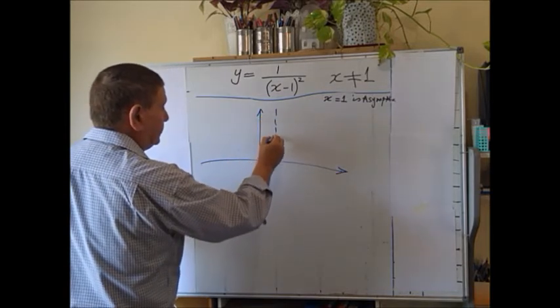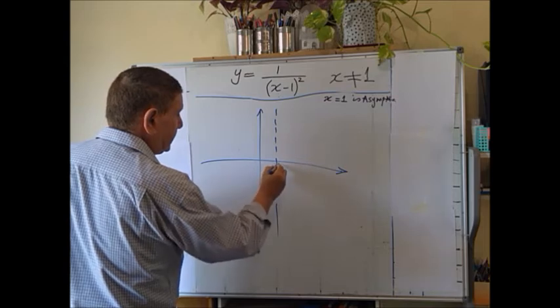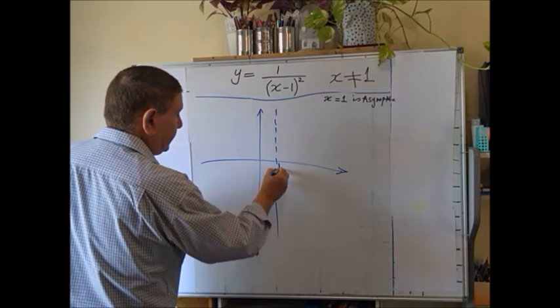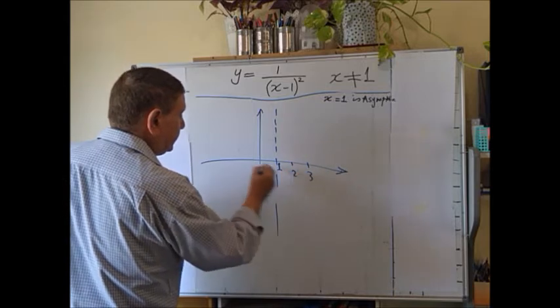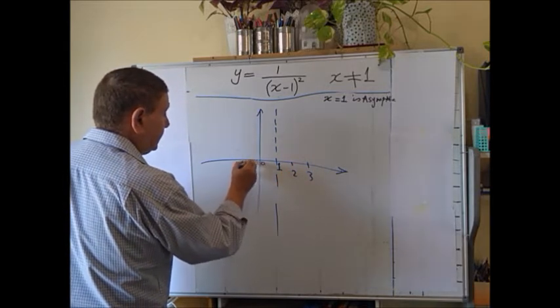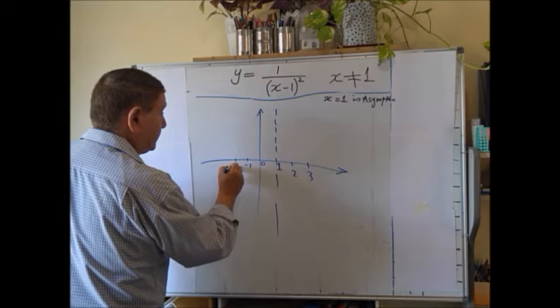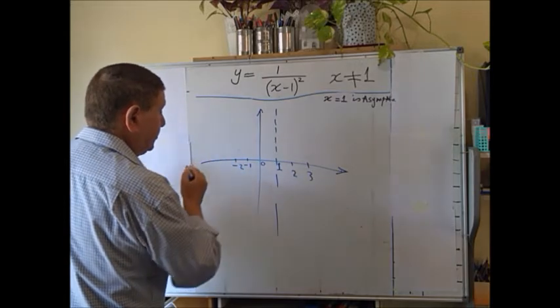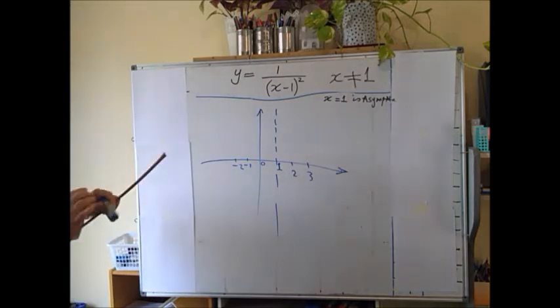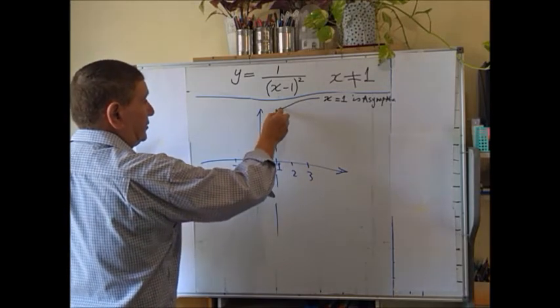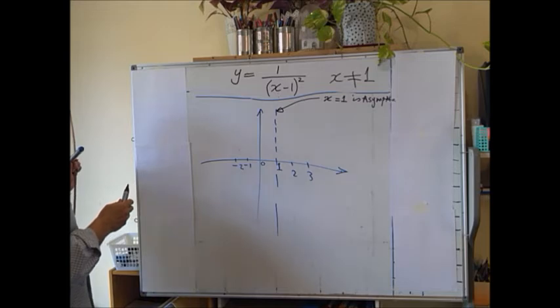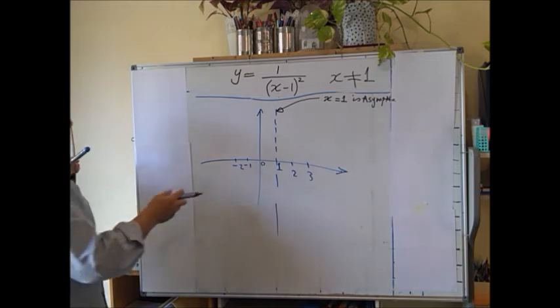So now, as you can see, this is the number 1, this is 2, 3, that's 0, minus 1, minus 2. So this is the new asymptote. x equals 1 is the new asymptote, right?